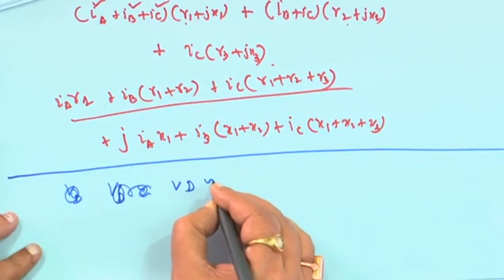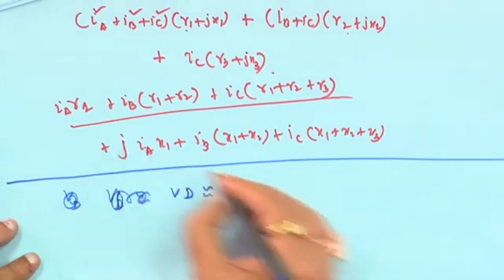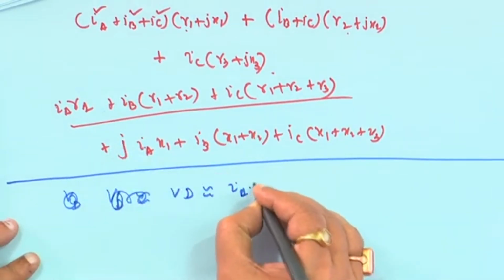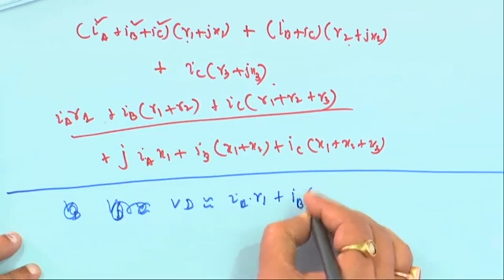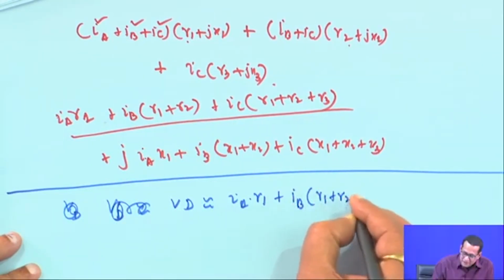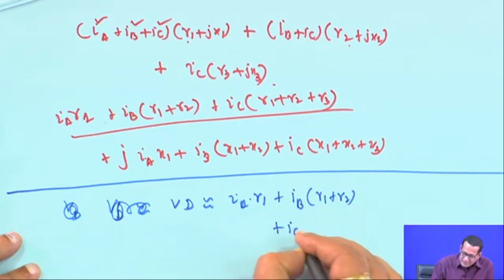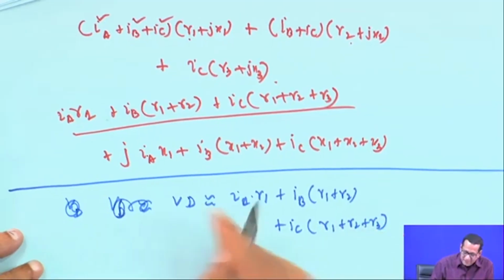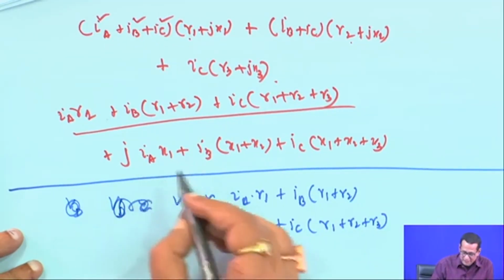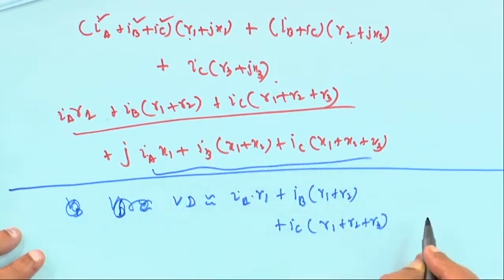Okay. So, that is why the voltage drop equation is actually approximate, right. Actually this is your IA into R1, only this term we are writing, plus IB into R1 plus R2, plus IC into R1 plus R2 plus R3, right. But the other term, this term, we have not considered here.